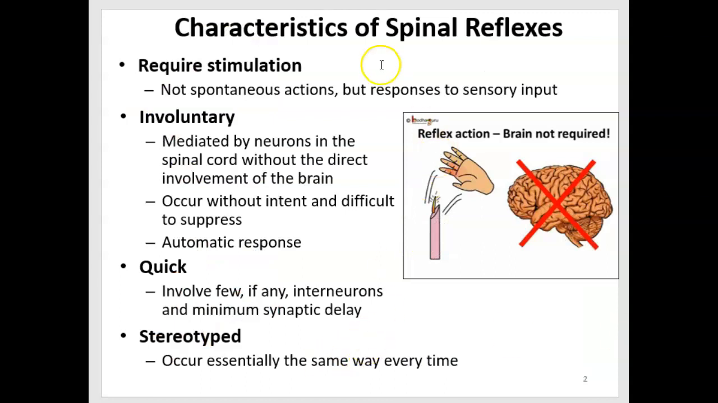So, spinal reflexes. They have certain characteristics. They do require stimulation. They're not spontaneous, like they shouldn't happen without stimulation. They're not spontaneous, but they are involuntary, meaning you can't with intention cause them to occur. So they're mediated by neurons in the spinal cord without any influence from the brain. The brain is not required. So it's an automatic response to a stimulus.